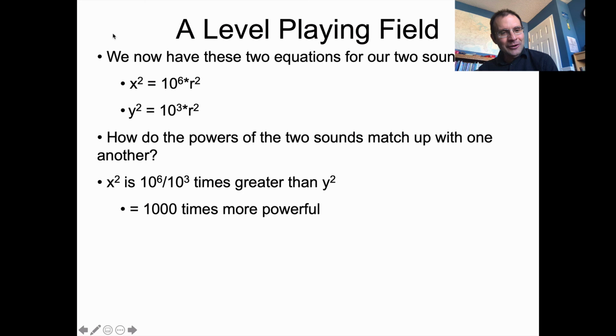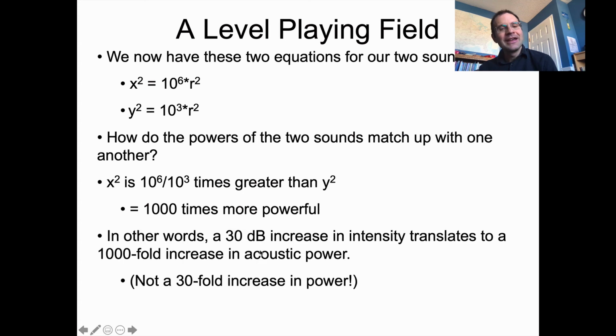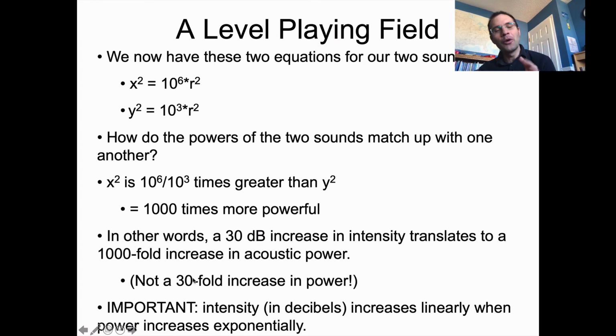Going back to the original question, a 30 dB increase in intensity, because remember, y had an intensity of 30, x had an intensity of 60, translates to a 1,000-fold increase in acoustic power. It's not like 30 times greater in power, it's 1,000 times greater in power. It's an exponential scale. So when intensity increases in a linear fashion from 30 to 40 to 50 to 60, the power increases exponentially.